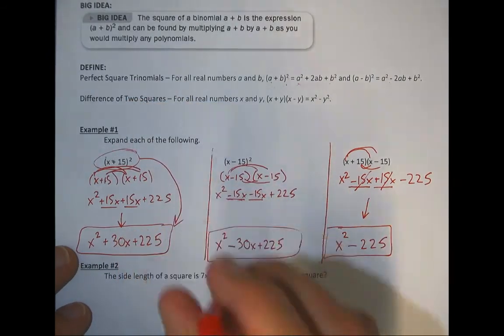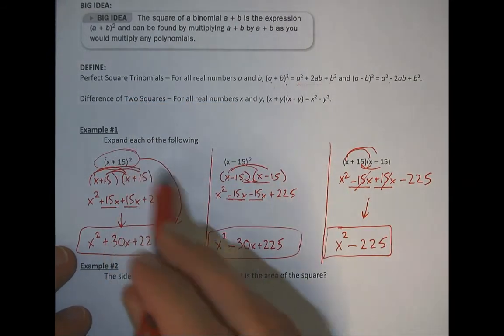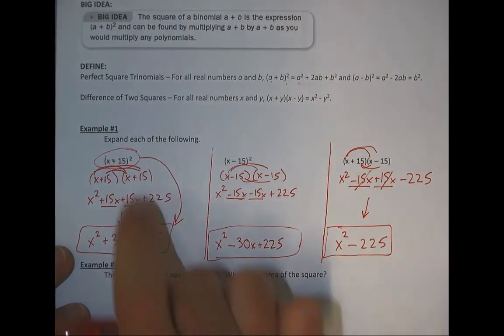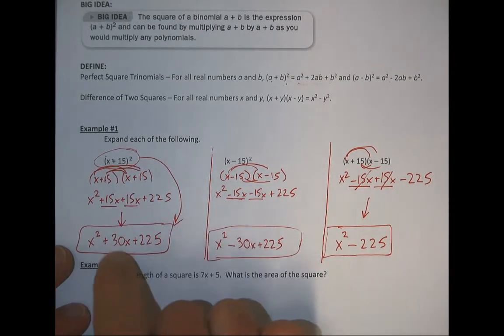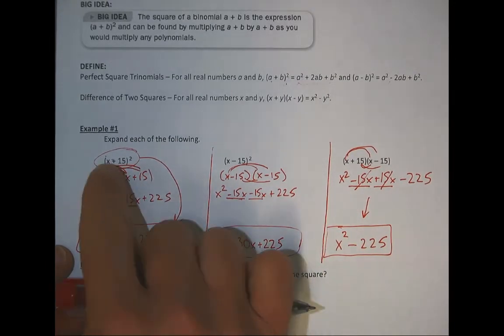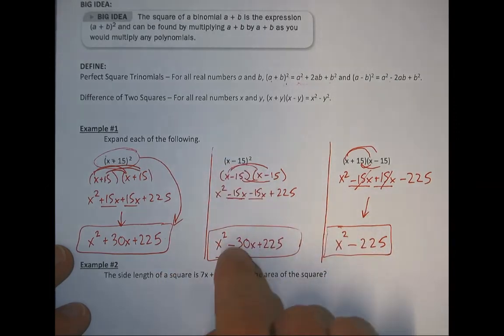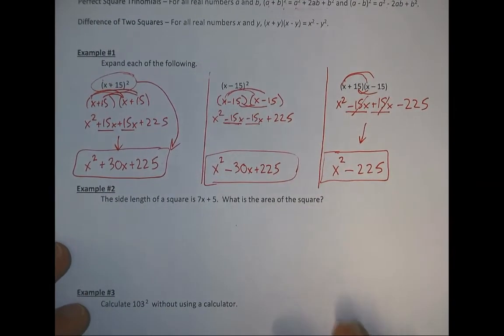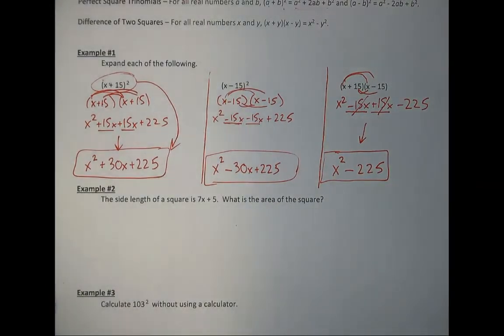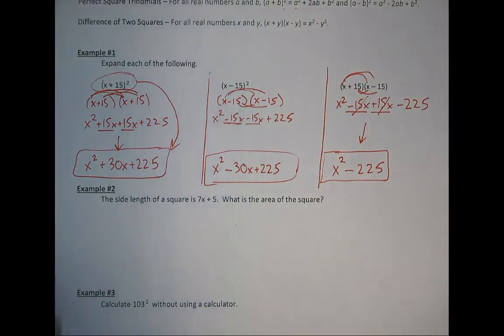From here to here, we no longer have to show this work on these specific types of problems. If you memorize that, taking this number and doubling it, and it's a plus because this is a plus, this number and doubling it, it's a minus, and then just squaring the number and putting it on the end. Okay, it's going to speed some things up. All right, example number 2, we're going to use this now in an actual problem.